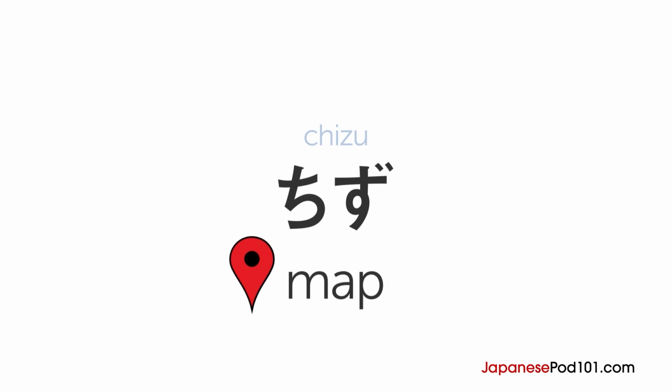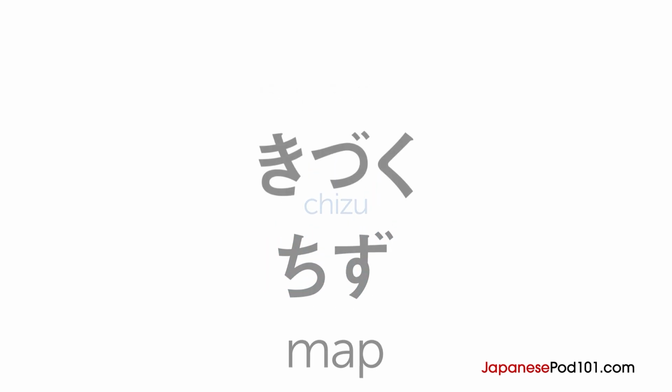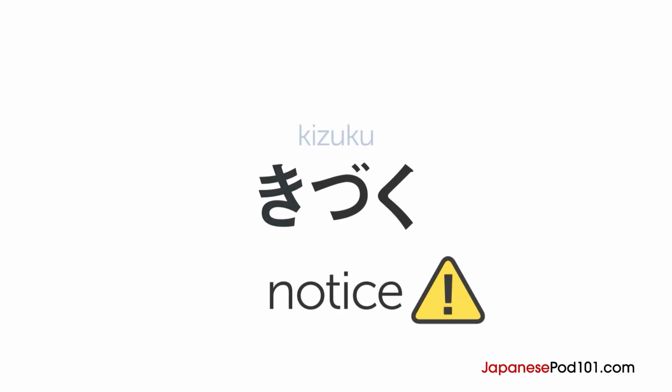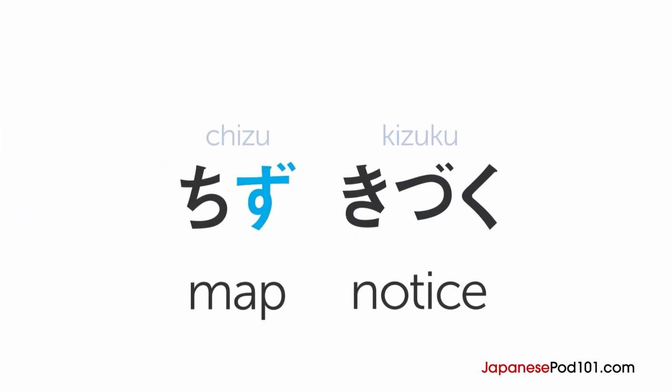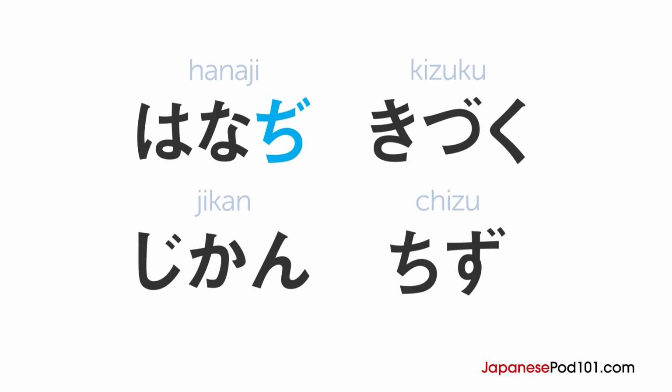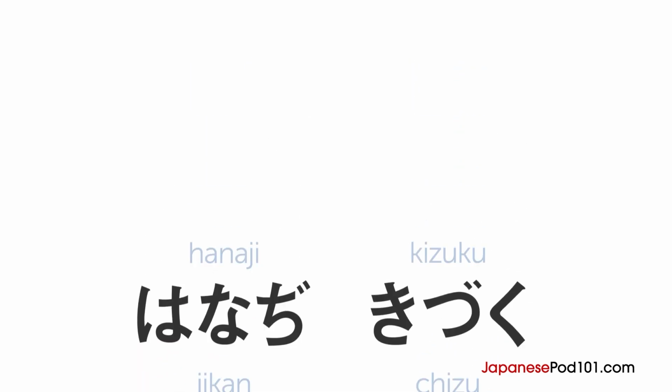地図, map, and 気づく, notice. Zu in 地図 and zu in 気づく are the same sound but different kana. We use ji and zu in a few words, but ji and zu are more often used in writing.